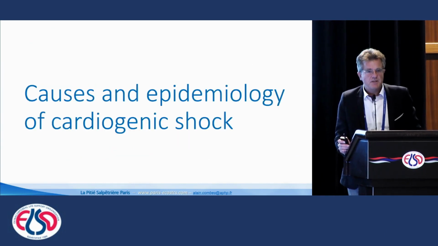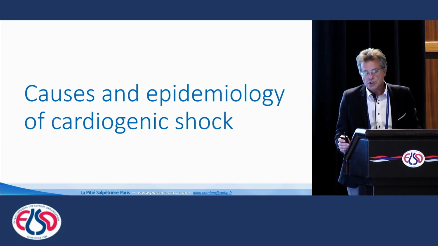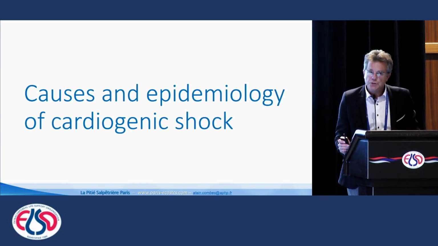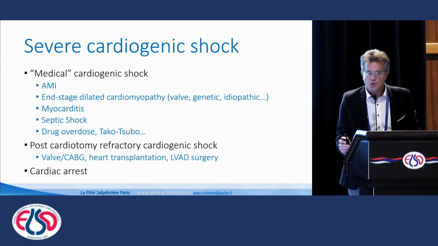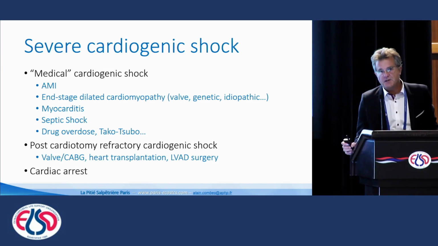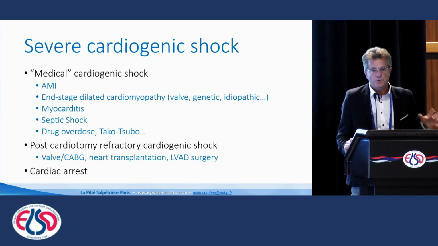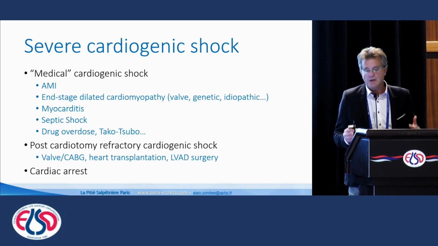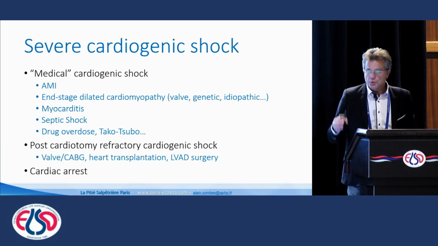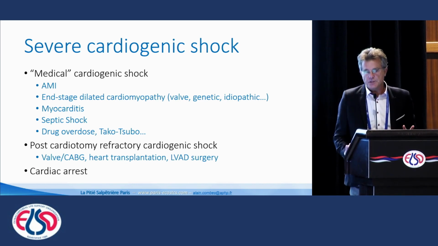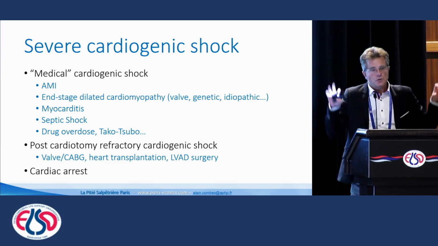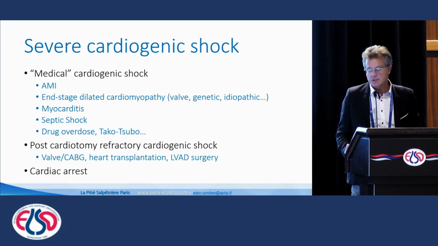So a lot has been already said about cardiogenic shock and specifically about the causes that lead to severe cardiogenic shock. We can classify those etiologies in three great categories. Medical cardiogenic shock, it's mostly patients who have acute MI and end-stage dilated cardiomyopathy, might also be myocarditis, septic shock, Takotsubo, drug overdose. The second category is those patients who have post-cardiotomy refractory cardiogenic shock, might be so-called rigorous cardiac surgery or heart transplant, LVAD surgeries, and those patients who have cardiac arrest.